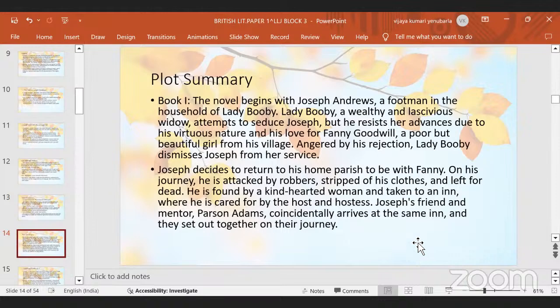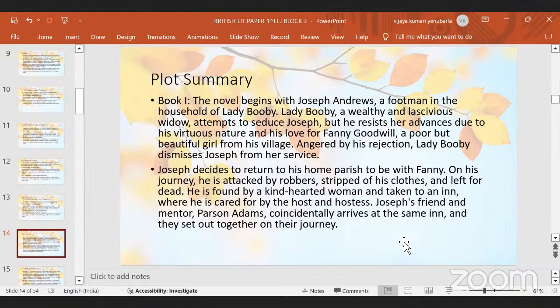So let us go to the plot summary. Book 1, the briefing is, the novel begins with Joseph Andrews, a footman in the household of Lady Booby. Lady Booby, a wealthy, lascivious widow, attempts to seduce Joseph, but he resists her advances due to his virtuous nature and his love for Fanny Goodwill, a poor but beautiful girl from his village. Both of them are childhood friends.